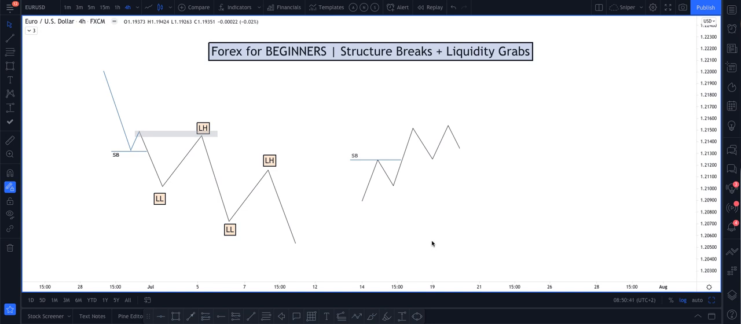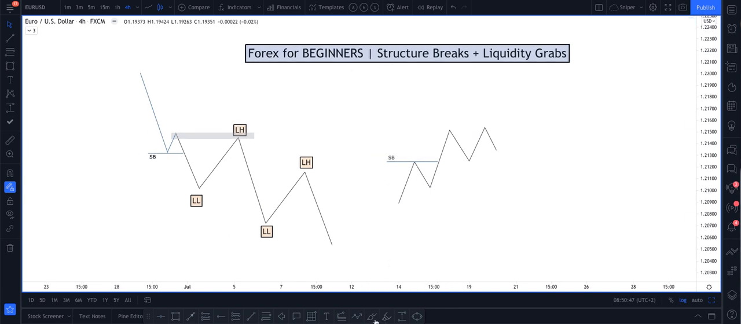Good day, traders. In this video, we'll be talking to beginners and we'll be discussing structure breaks and liquidity grabs. So, structure breaks and liquidity grabs. When is it a structure break and when is it a liquidity grab? If you're completely new, you'll be wondering what is a structure break and what is a liquidity grab.